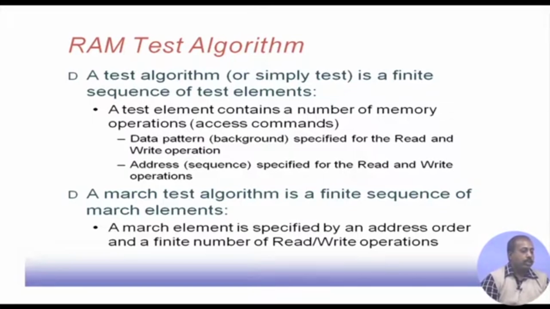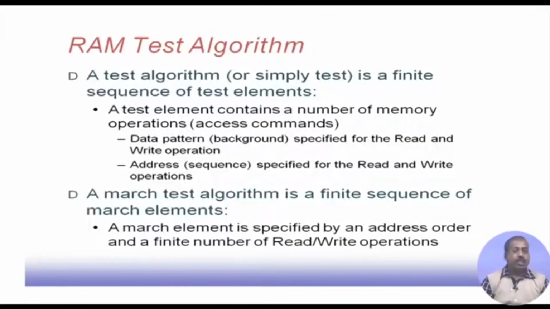We may specify a data pattern or background for the read or write operation. First, we have to set the memory to some background, and then we try to do a different type of write. Then we also need to specify the address sequence in which the read and write operations will be done.